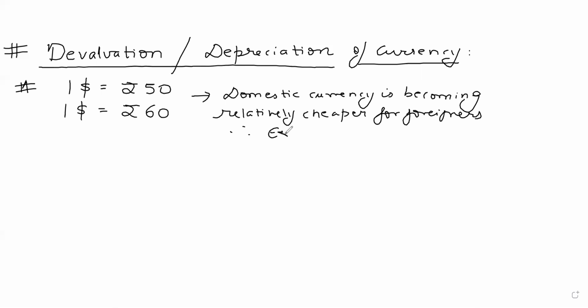Therefore, exports rise. Since our currency is becoming cheaper for the foreigners, they will want to buy more goods and services from us, so our exports will go up. Why? Because they were spending $1 getting 50 rupee worth of goods. Now for the same $1 they spend, they are getting 60 rupee worth of goods. That means for them, our currency has become cheaper. They will buy more from us, so exports of the domestic country go up.